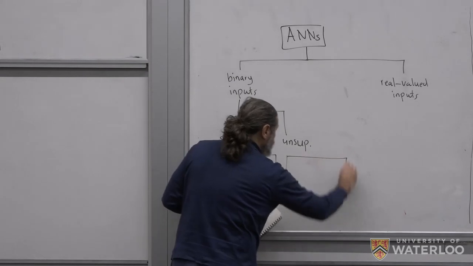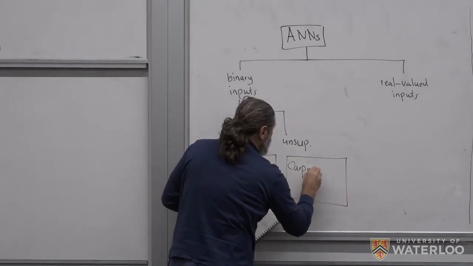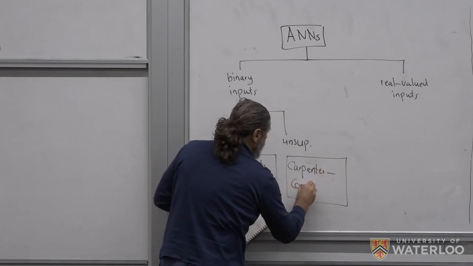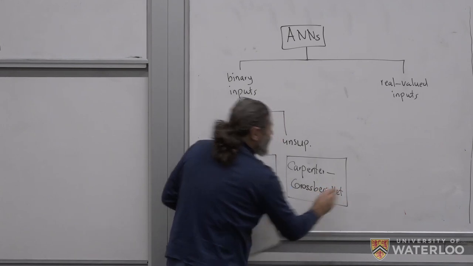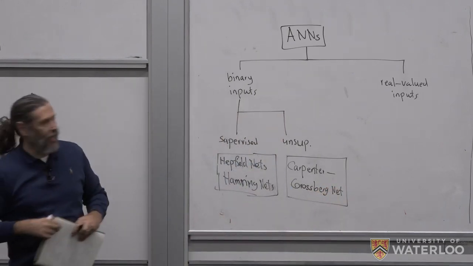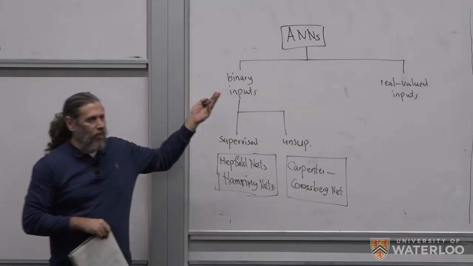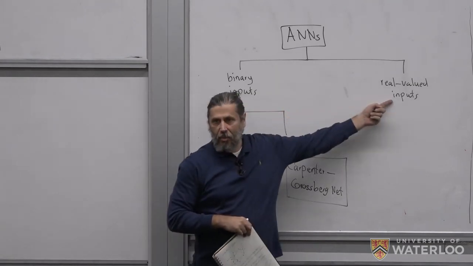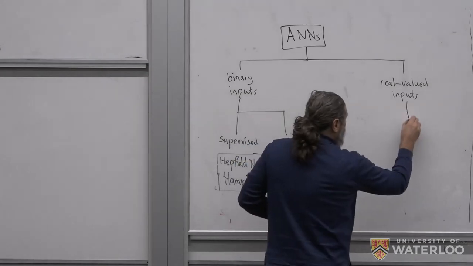Unsupervised with binary inputs, Carpenter-Grossberg net, as an example. So networks that you don't hear much about them. Again, because the input is binary, how many engineering real-world applications do I have that the inputs are binary? Usually we get just real numbers. So the interesting stuff happened here.